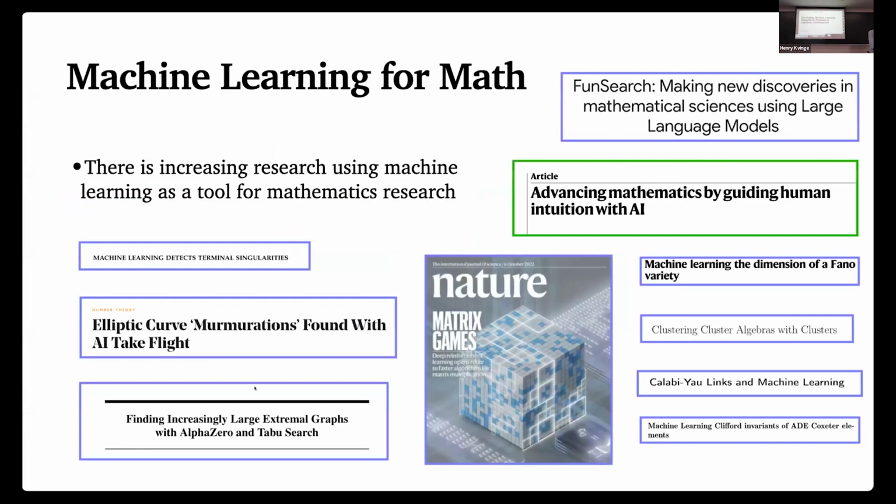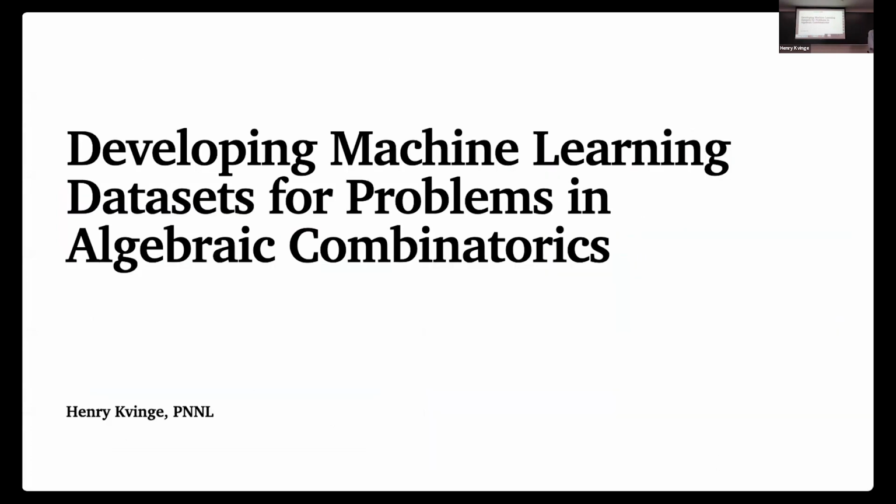Okay, I will just move these out of the way and hopefully that's perfect. Folks can see. Yeah, good enough. Okay, excellent.